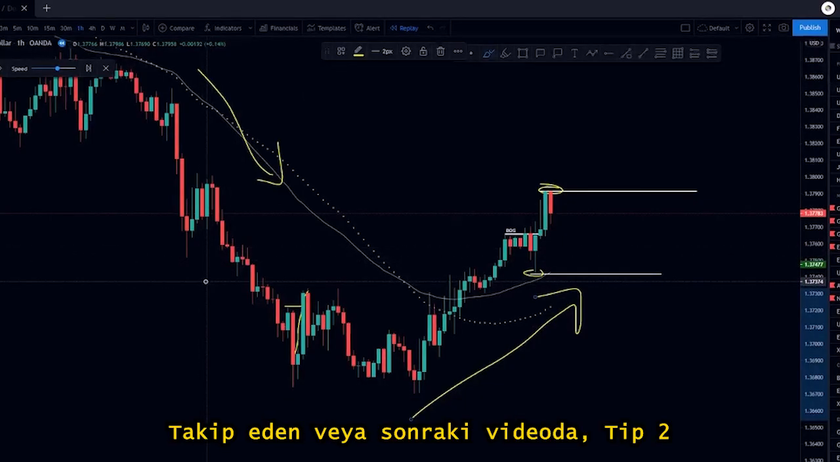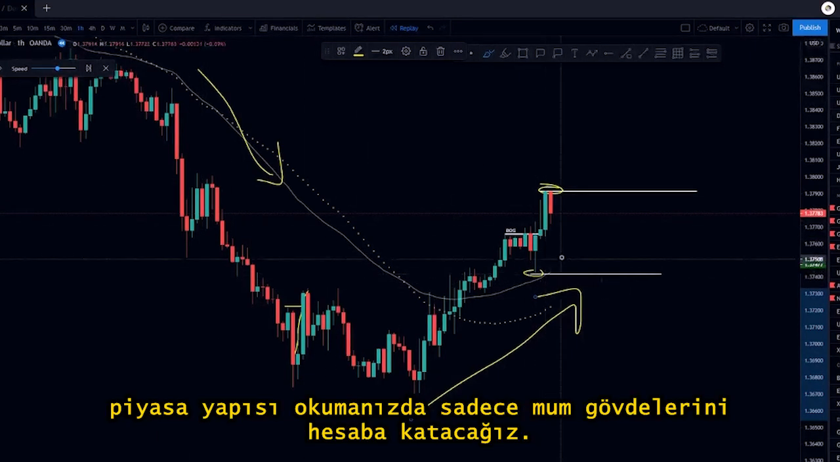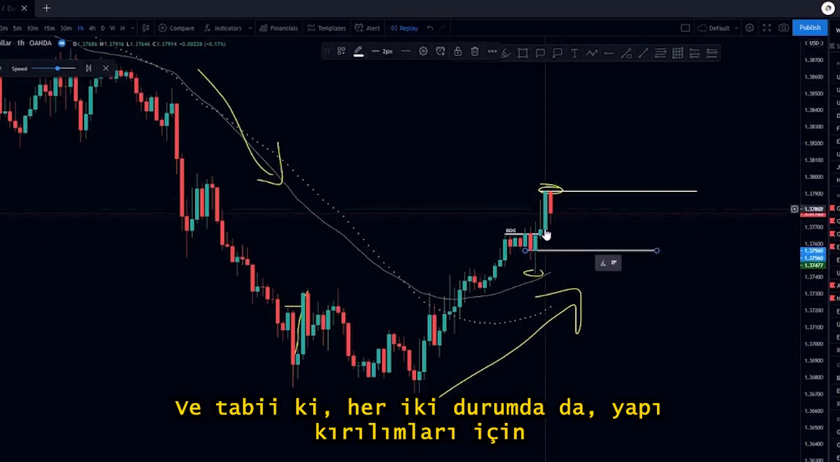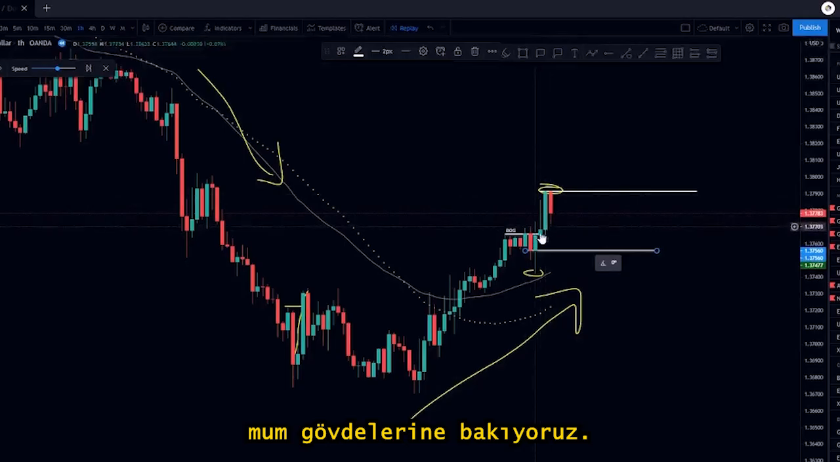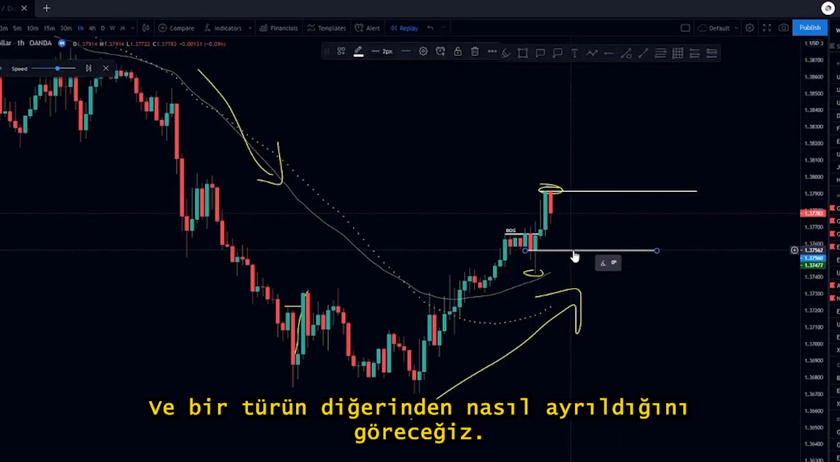And in the following video, I'll be covering the type 2 market structure reading, factoring in only the candle bodies for your market structure reading. And then, of course, in both cases, we're looking at candle bodies for breaks of structure. So it's going to be slightly different, and we'll see how it differs from one type to another.